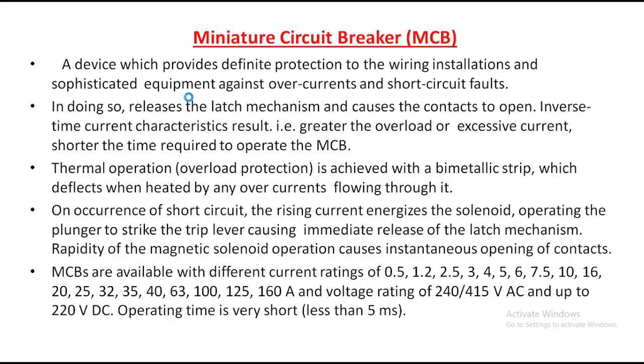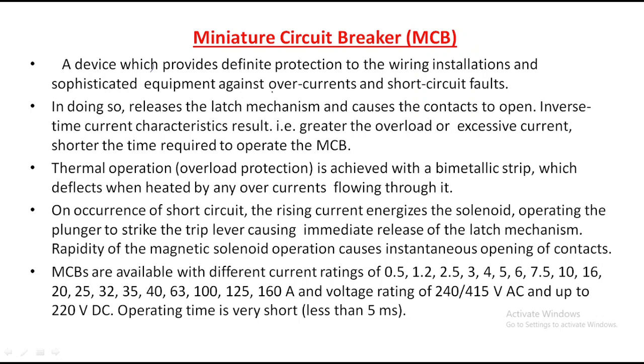So in that, there are some points. We will discuss each and every point clearly. The first point: a device which provides definite protection to the wiring installation and sophisticated equipment against overcurrent and short circuit fault. Look here.